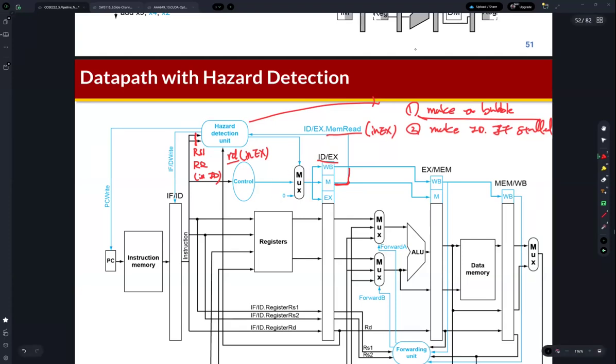You can find the multiplexer here, and if the hazard is detected, then this input is selected, so all control signals become zeros. So in the next cycle, the instruction in the EX stage becomes the bubble, which means nop. And then we make the instruction stay in the ID stage and the instruction fetch stage, right? Then how?